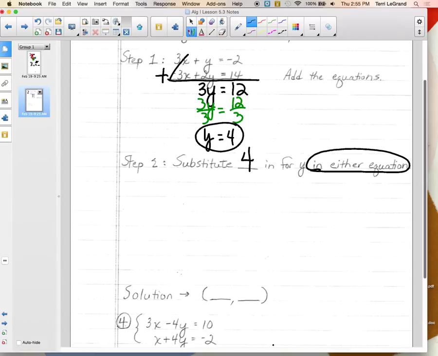So, somebody pick for me. Which one do you want to use? Top one? Okay. 3x plus y equals negative 2.